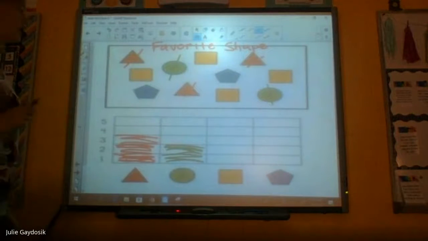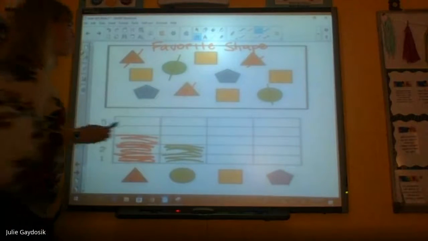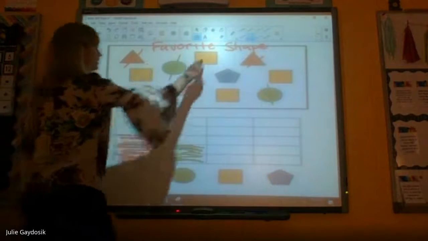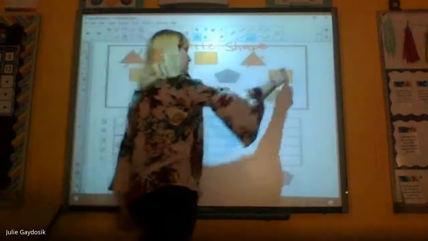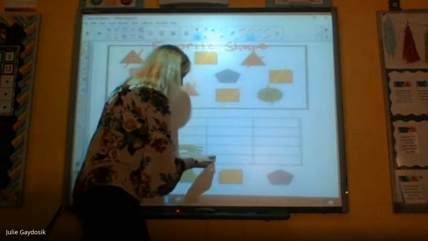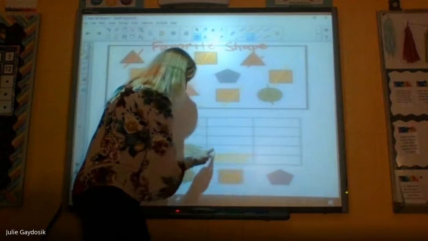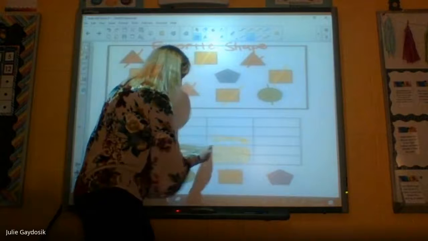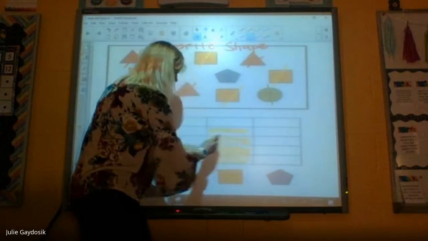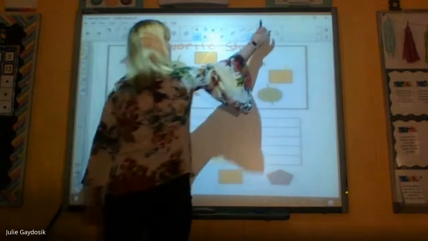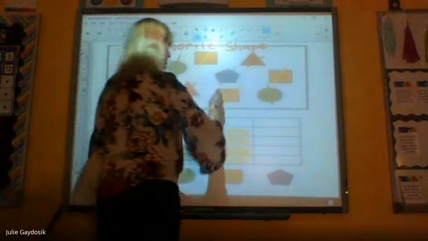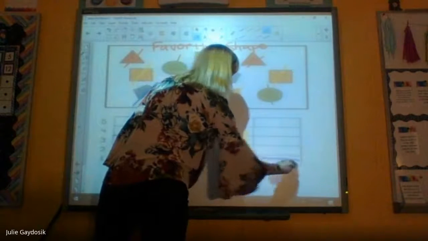Then let's count the rectangles. So 1, 2, 3, 4 rectangles. Now we're going to count our pentagons. 1, 2. So I'm only going to draw in 2.